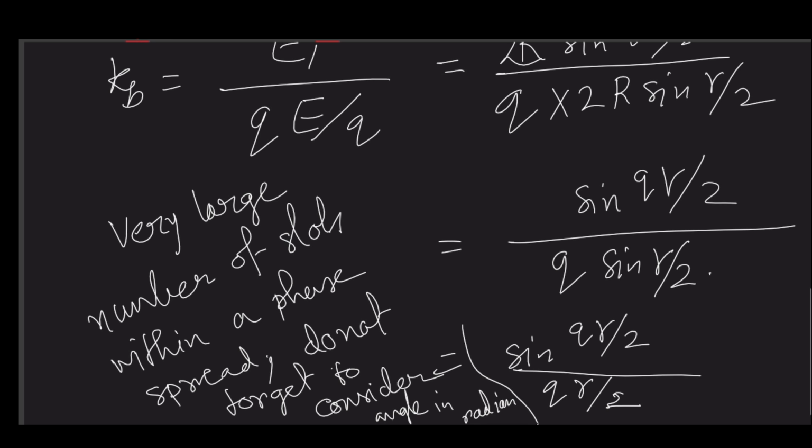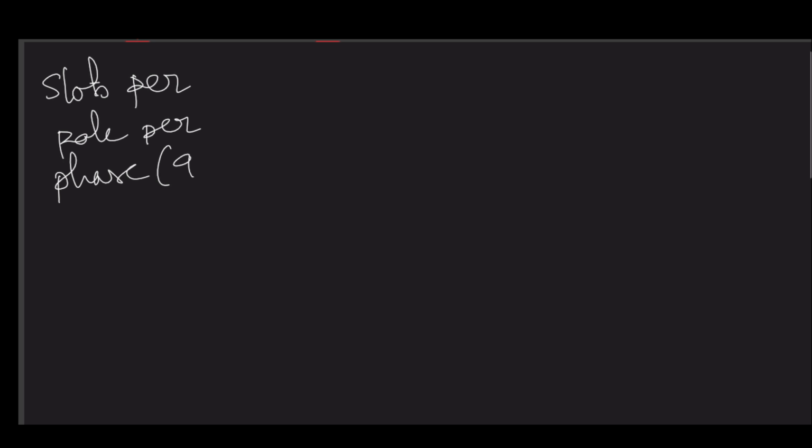Now I would like to show you some calculation, so that will make your understanding clearer on this particular topic. Like we will have slots per pole per phase. The slots per pole per phase is Q.